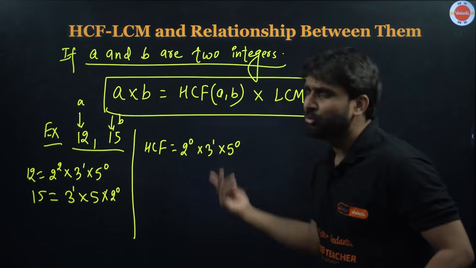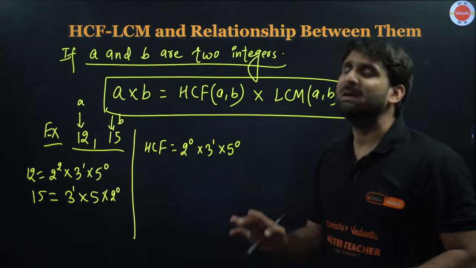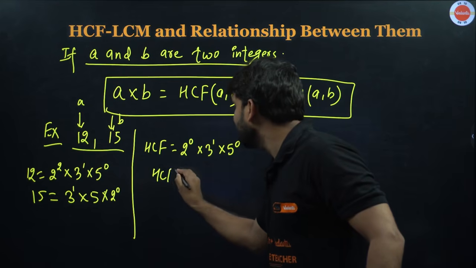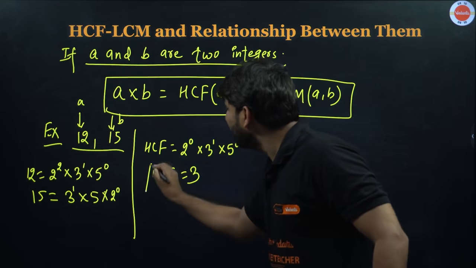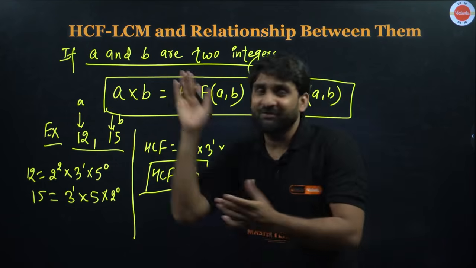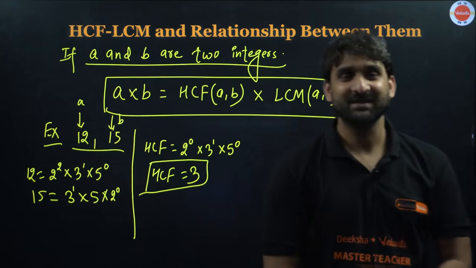So 2 to power 0 is 1, 5 to power 0 is 1, so 3 to power 1 is the answer. Here the HCF will be 3. And you can verify it also, my dear champion: 3 can divide 12 and 3 can divide 15. Yes, this is the HCF.